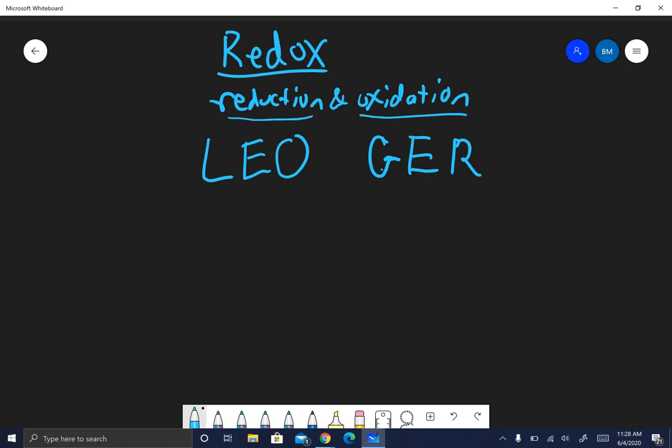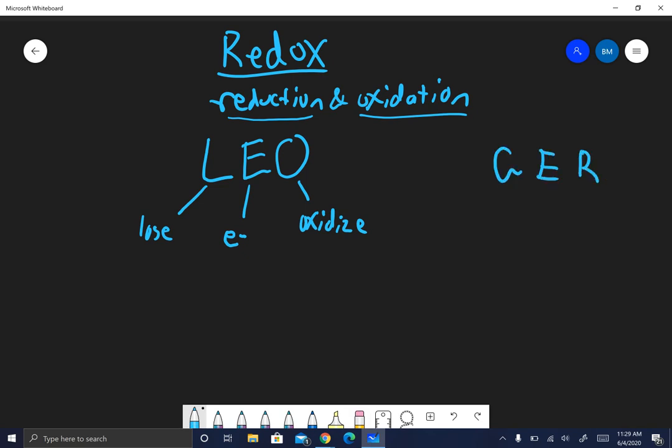So here it is. LEO means lose electrons, E minus. Let me erase that and make that a little bit better. So lose electrons, oxidize. All right, I know I'm abbreviating. Lose electrons, oxidize. And then GER, maybe I should write it over a little further so I have more room. So GER: gain electrons. And I bet everyone watching, hopefully a lot of you, will get this: reduced.